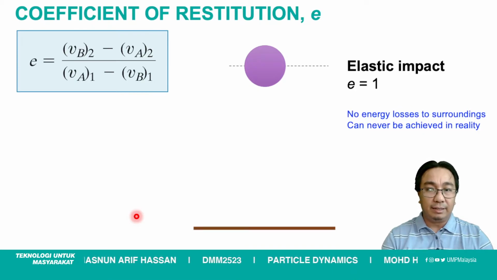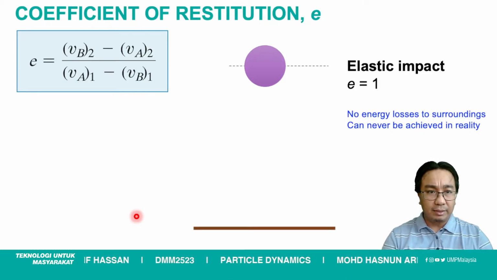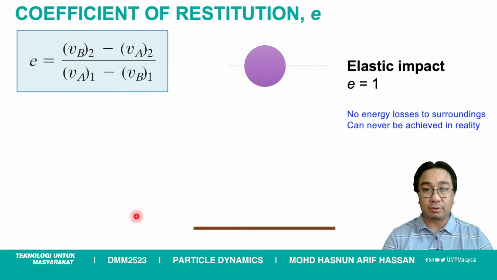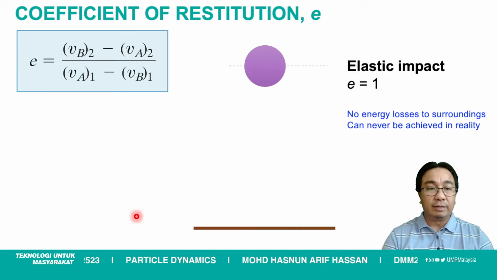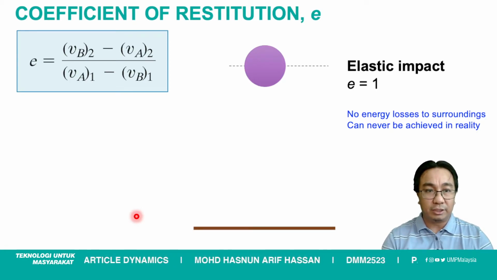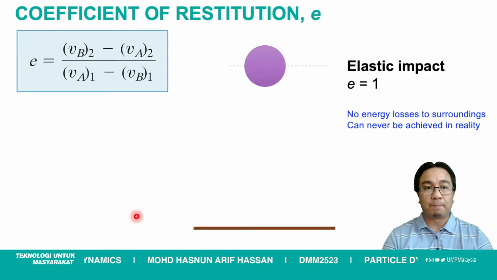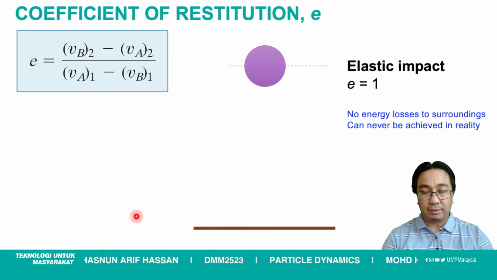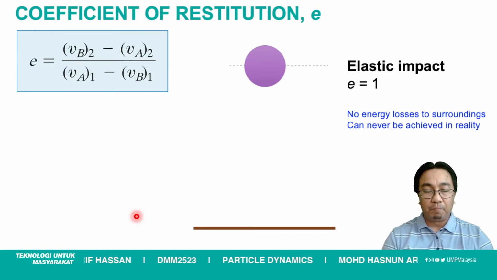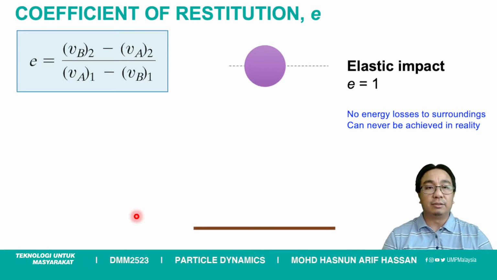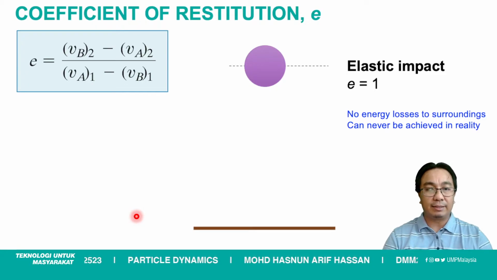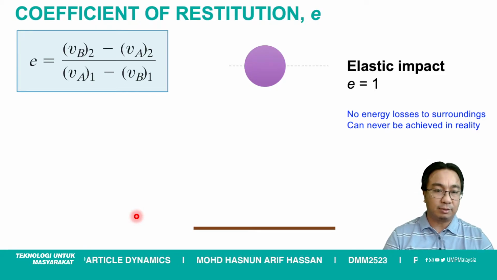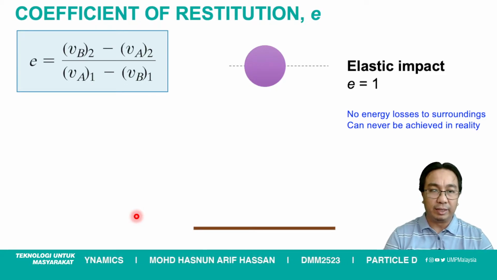This is the ideal case where there are no energy losses to the surroundings, and in reality the elastic impact can never be achieved. Definitely when a ball is dropped on the ground, it will not return to its original height because of losses to the surroundings in the form of heat and so on.